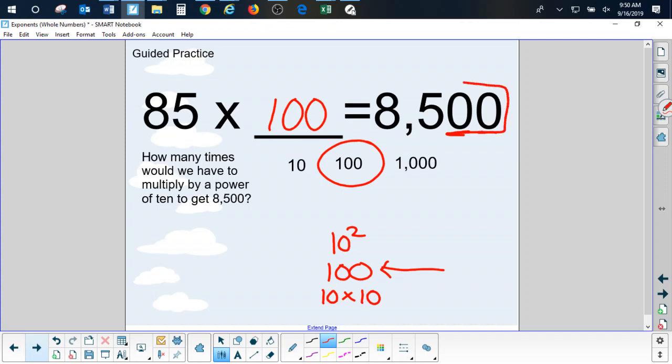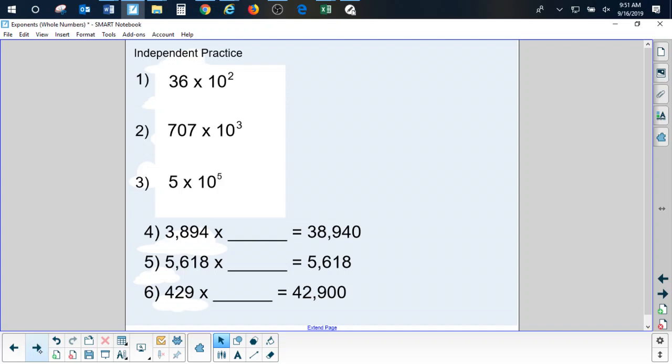And I could figure that out because what was missing was those 2 zeros. I had 85 in the original part as one of my factors. If I multiply it by 100, it's going to give me my product of 8,500. If you want to go ahead and pause it right now, take the time to practice this. I'll come back, or when you unpause it, I will have the answers for you.